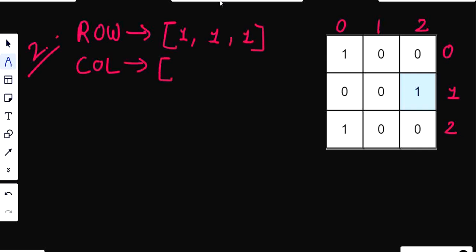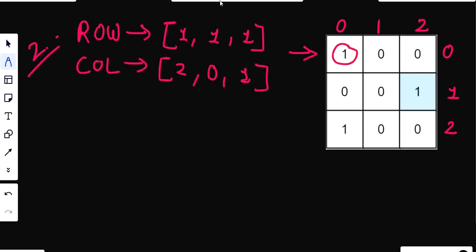Then for column, I'll be checking the same thing. For column 0, ones count is 2. For column 1, the ones count is 0. For column 2, the ones count is 1. So this is how I pre-calculated the ones count in all the rows and all the columns. Now I will again do the traversing. I will again traverse this whole matrix and I will check if the position is having value equivalent to 1.